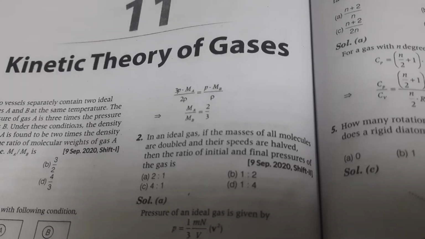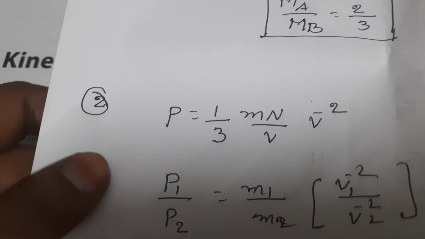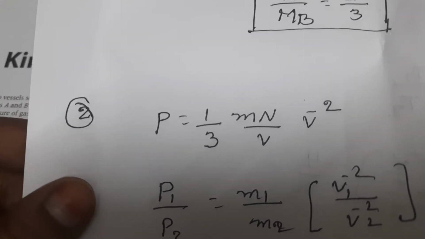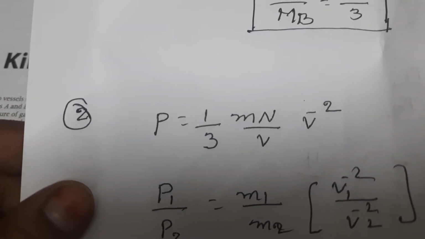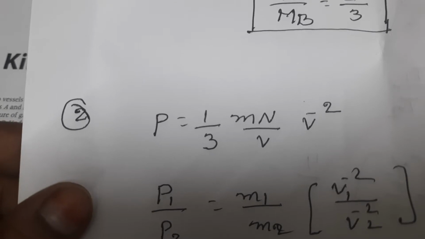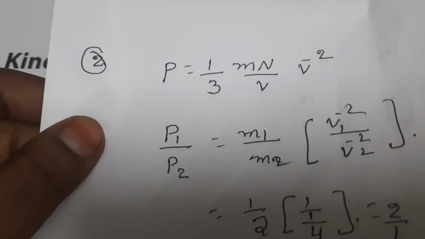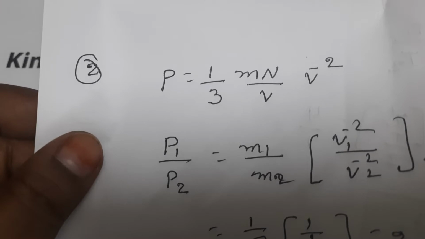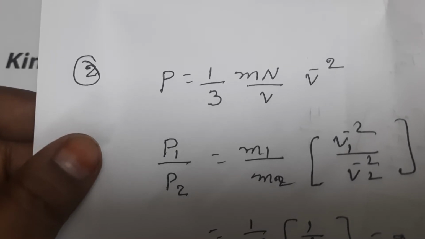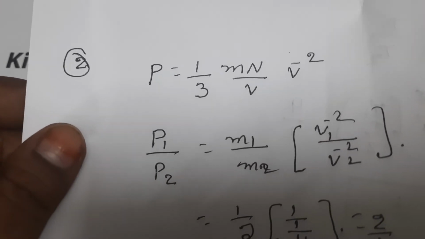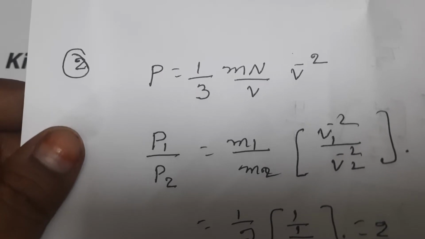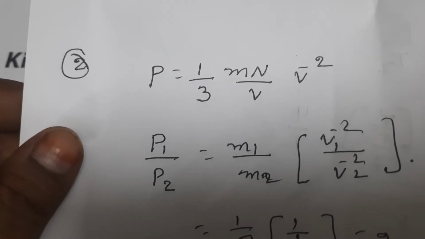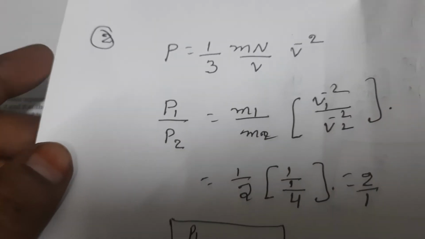So simply we can go through the pressure and RMS velocity relation. Pressure equals 1/3 m n by V, v bar squared, meaning the velocity squared. So from this we are writing P1 by P2 equals the mass of the gases, remaining all are constants, M1 by M2 into V1 squared by V2 squared. That bar is representing the RMS velocity.